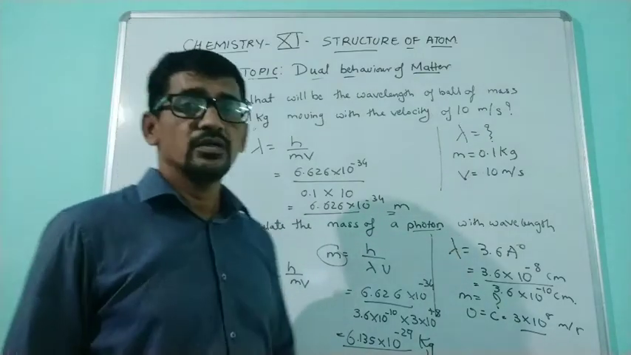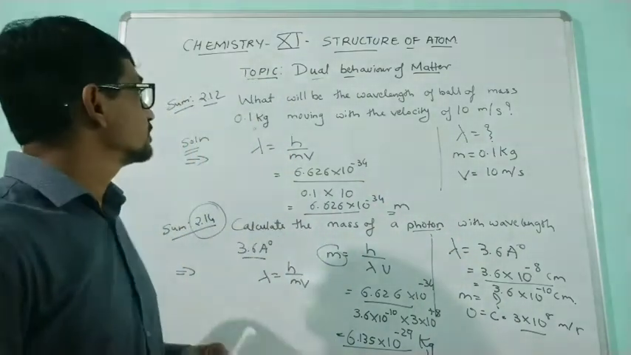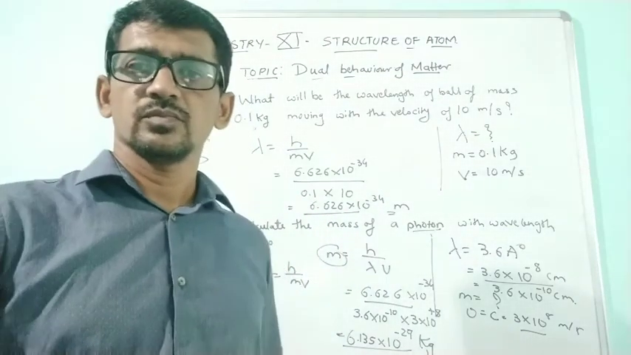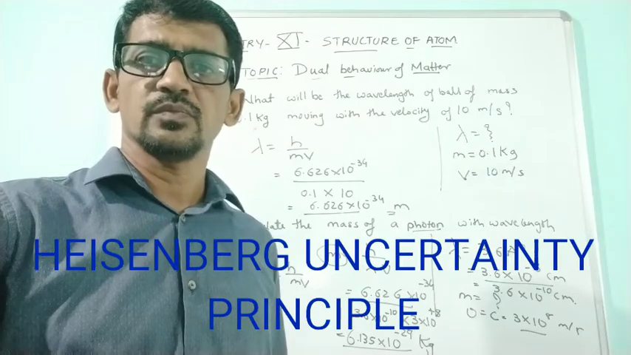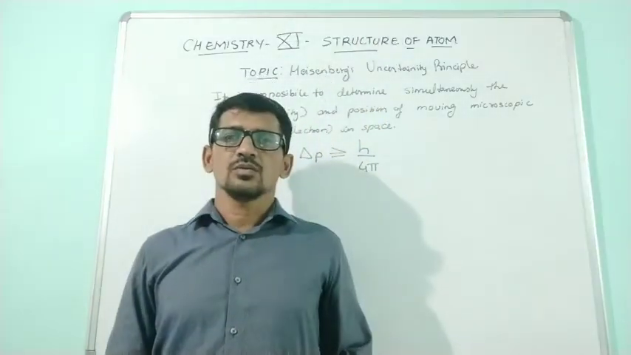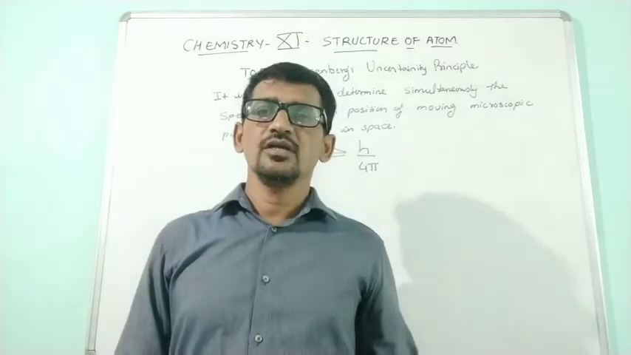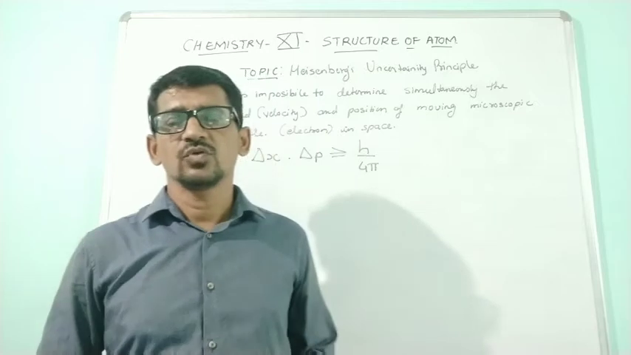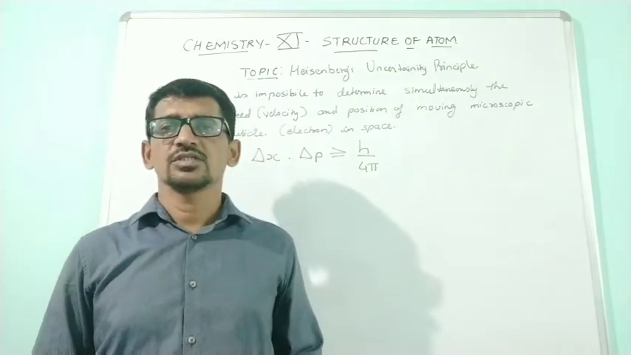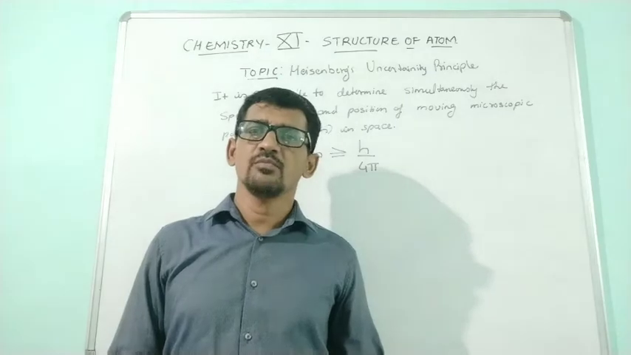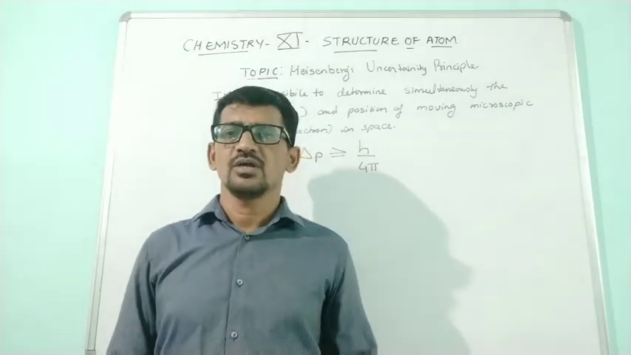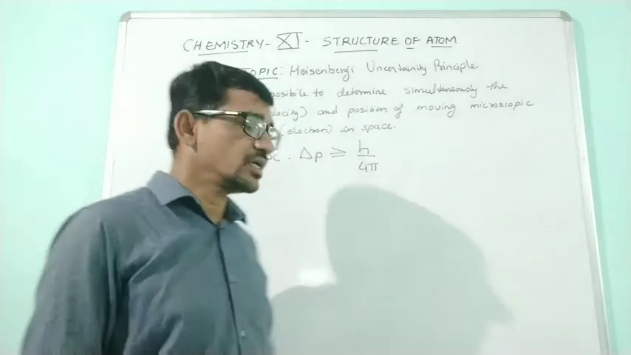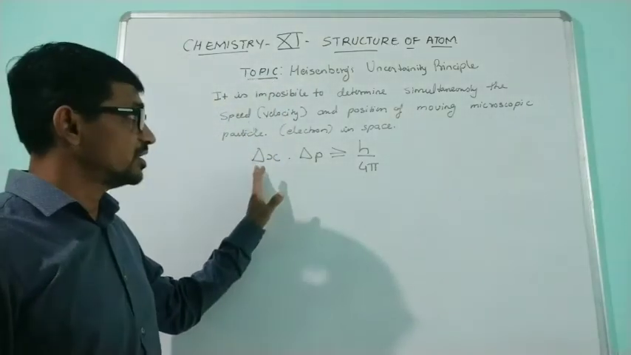Now we come to the third topic, that is the Heisenberg uncertainty principle. It says that it is impossible to find simultaneously the speed and position of a moving microscopic particle in space. Microscopic particles means whose weight is very small. So for that particle, it is impossible to find the position.